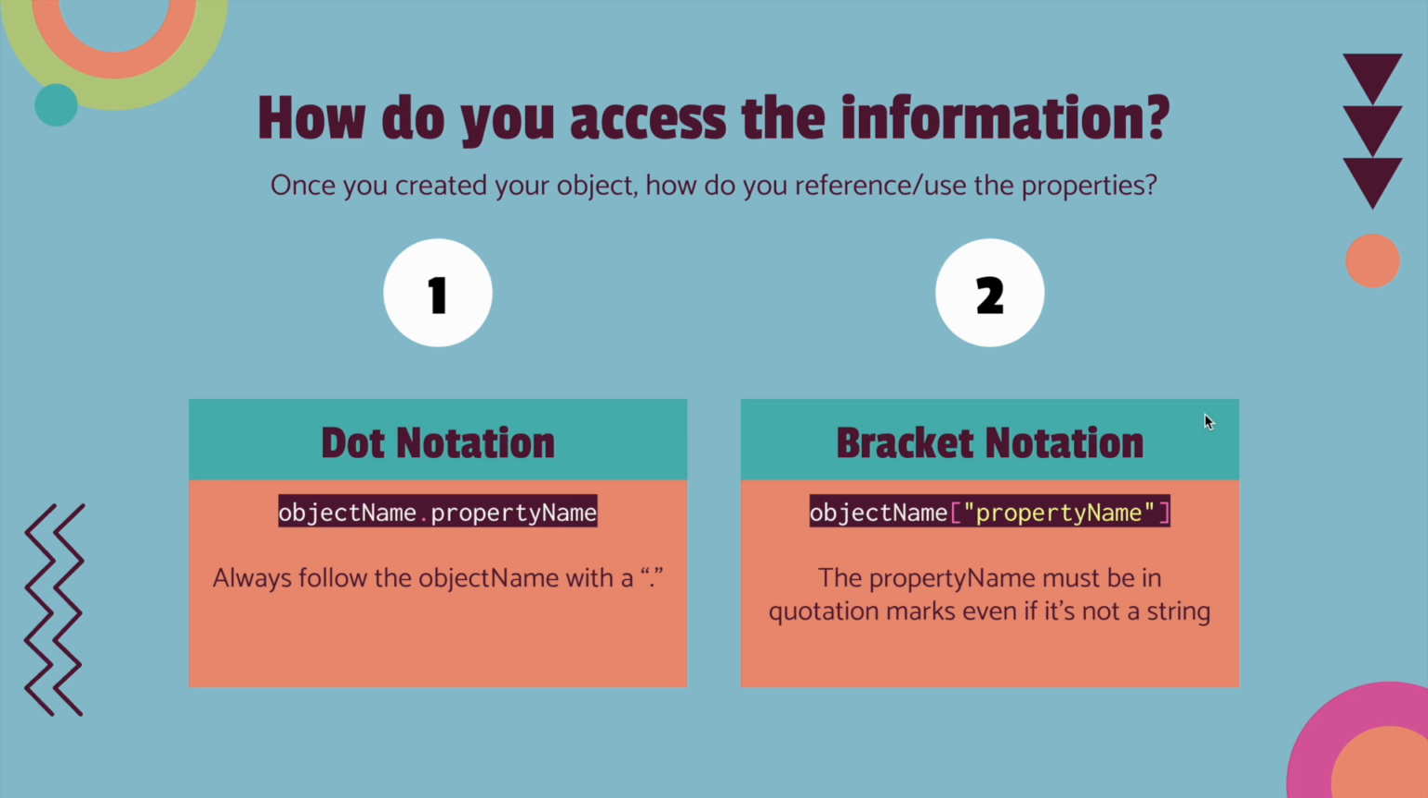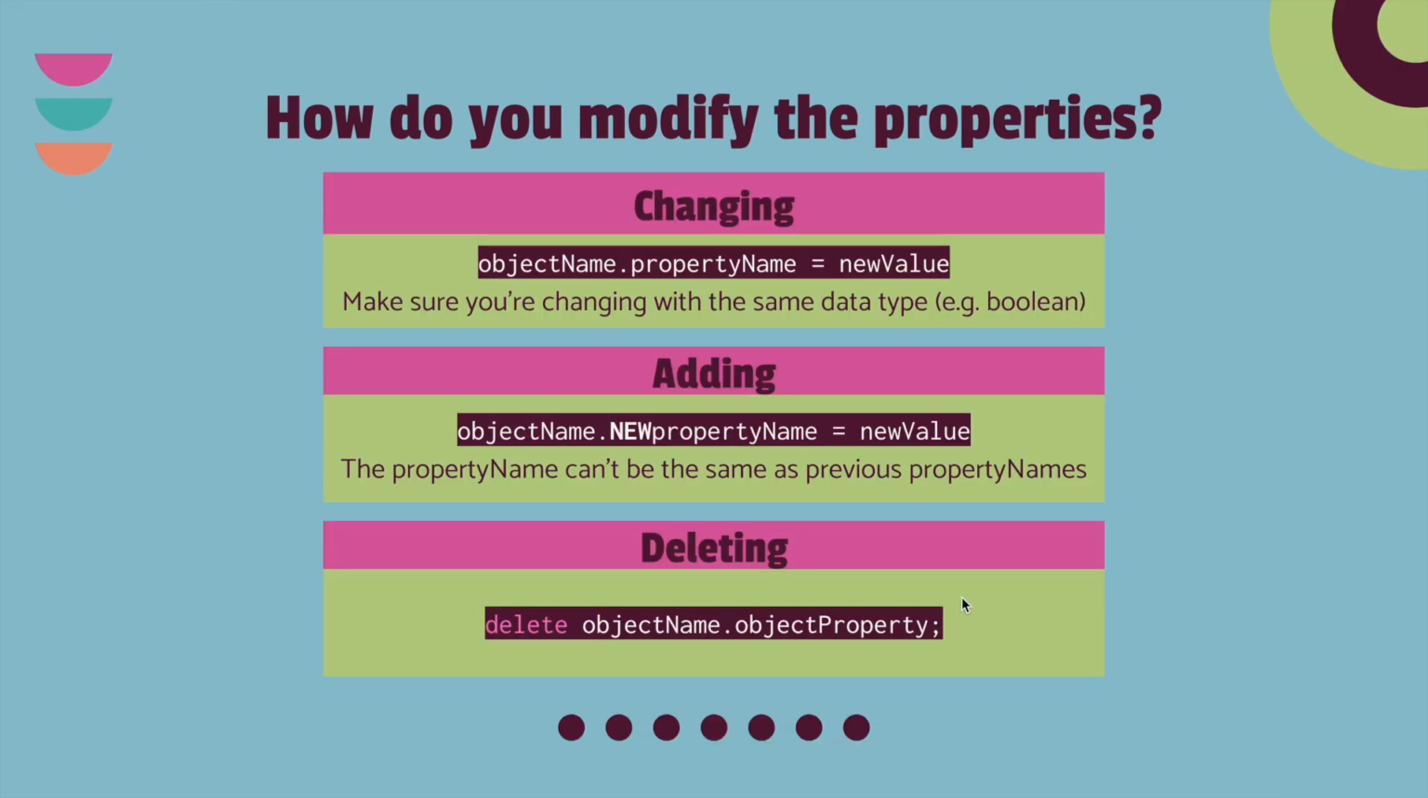So how do you access all of this information? Once you've created your object, how do you reference the properties? There are two ways to reference properties. The first is by using dot notation, where you say the object name dot the property name. The second method is by using bracket notation, where you say object name, then you use square brackets and put the property name inside of quotes inside of the square brackets. Even if the property name is not a string, it must be in quotation marks.